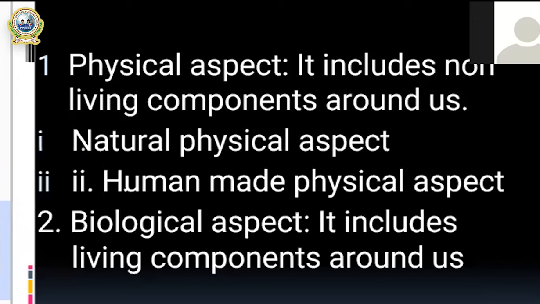If we misuse the different natural resources, it adversely affects the environment. It disturbs the condition of the environment, creating pollution, and a polluted environment adversely affects the health of human beings. So human beings should make proper use of different natural resources. That is the first category of physical aspect. And the second category is the human-made physical aspect, like roads, buildings, schools, canals, etc.